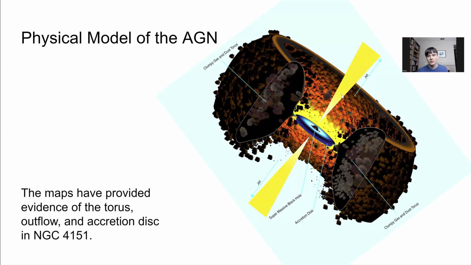Here is an artist rendition of the dusty torus. It shows the dusty torus, the jet, and the actual massive black hole in the center and the accretion disk surrounding it. The actual images I have shown correspond to various parts of this picture.